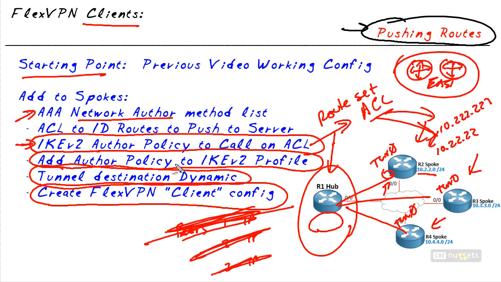Now the great news is this, because we have 3 spokes to configure, we're going to do all 3 together. That way, you and I will have 3 opportunities to revisit the commands used to implement this and reinforce the concepts of what goes in the authorization policy and how we link it into our IKE v2 profile.